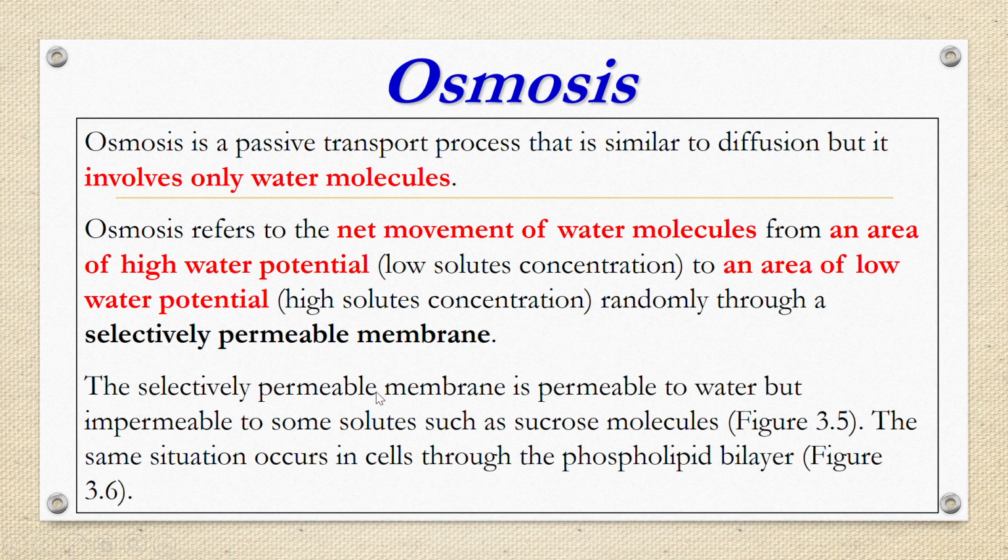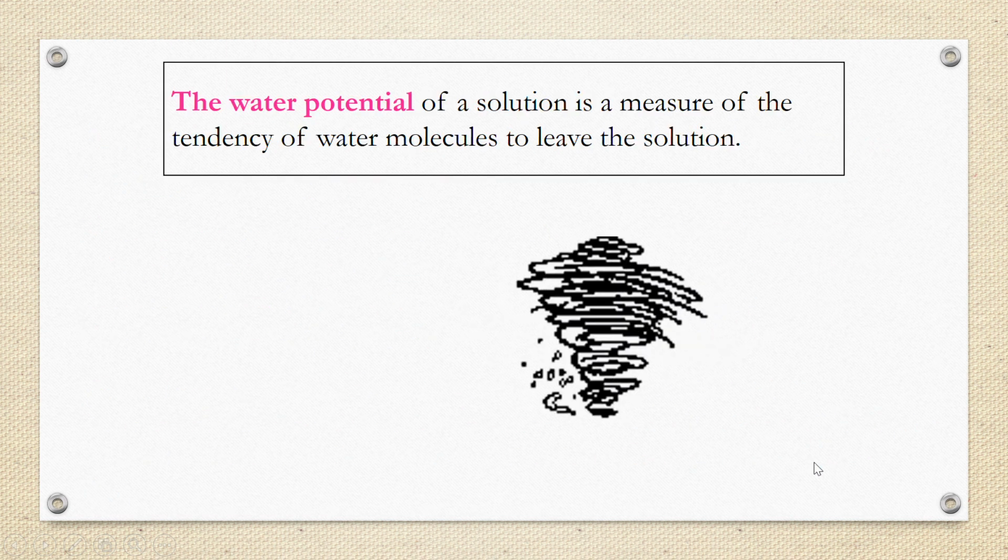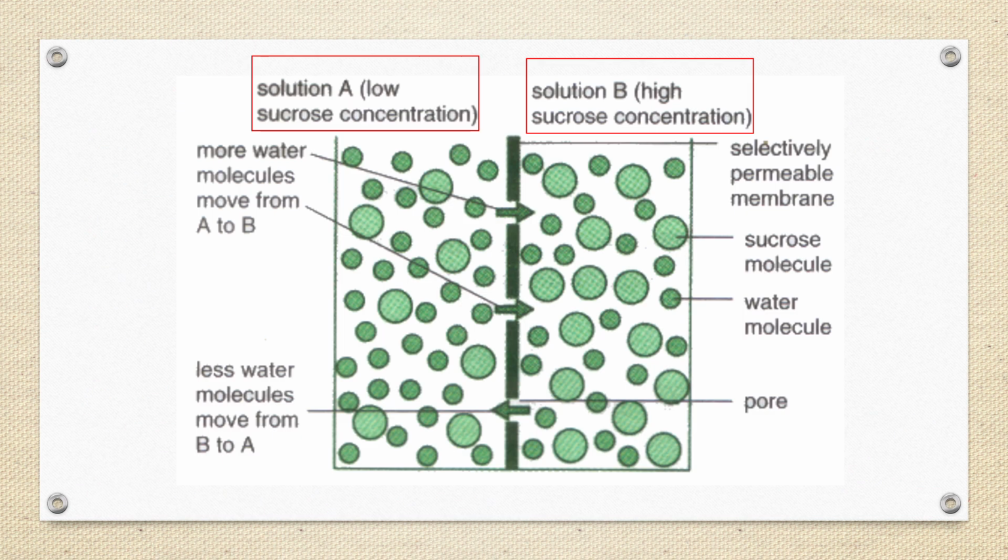So the selectively permeable membrane is permeable to water. Okay, remember water is the main character when we talk about osmosis, but impermeable to some solutes, such as sucrose molecules. Okay, the same situation occurs in cells through the phospholipid bilayer. Okay, let's look at the picture. This diagram. Okay, so in the middle here, this partition is the selectively permeable membrane.